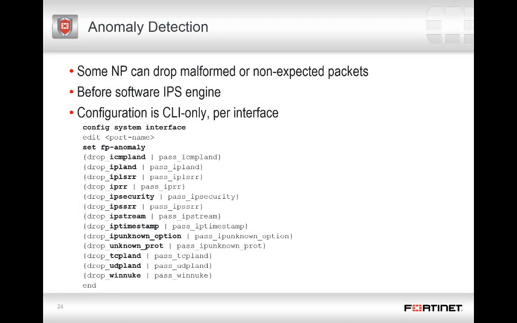Some NP can also detect some anomalies and drop those packets. This occurs in hardware independently from and before the IPS engine is involved. To do this, configure the interface with set fp-anomaly. For example, you could configure your NP processor to drop packets with an unknown protocol number.